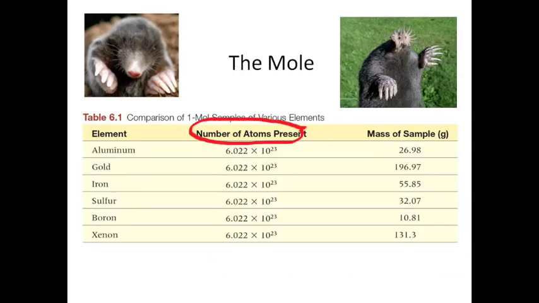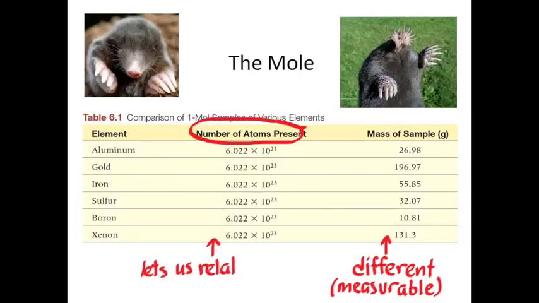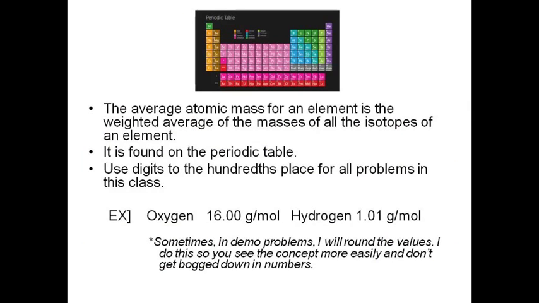So, more examples of the mole. In all of these, you see that in every one of these examples, we have Avogadro's number of atoms present, 6.022 times 10 to the 23rd. But the mass of each sample is different. The mass is measurable in a laboratory, and it lets us relate measurable quantities, masses, to the number of atoms so that we can figure out chemical reactions and chemical formulas. The average atomic mass of an element is the weighted average of the masses of all the isotopes of the element. You find this on the periodic table.